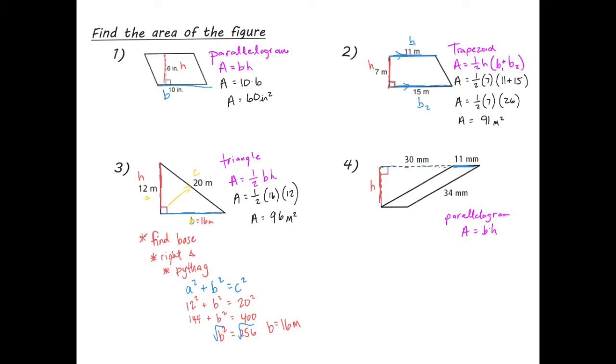So the problem is we don't know the height, but I do see a right triangle in here. The sound effects for a right triangle. Psh, psh, psh. And I know that one leg is 30, and you're smart people, so you know that since this is 34, this side is 34 because it's a parallelogram, and the opposite sides of a parallelogram are congruent. So I have a right triangle in here. We have to find the height. We have a right triangle. So again, we're going to use the Pythagorean theorem.